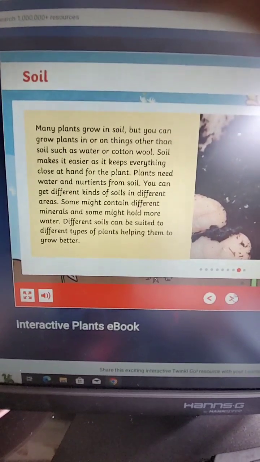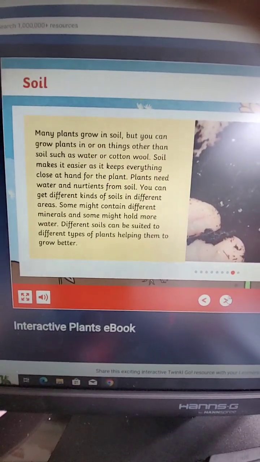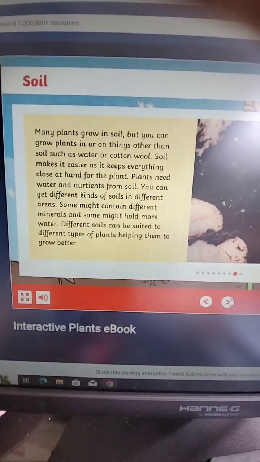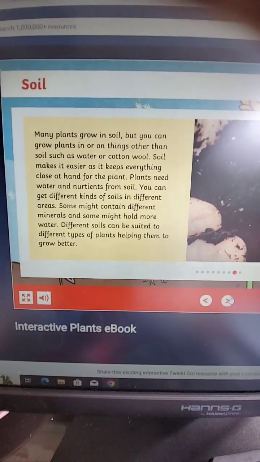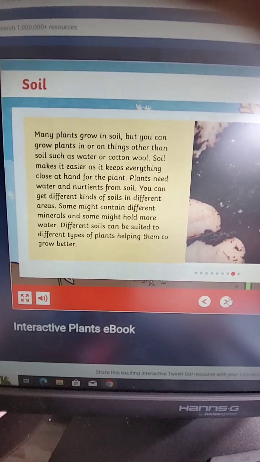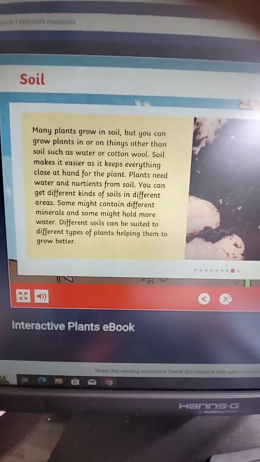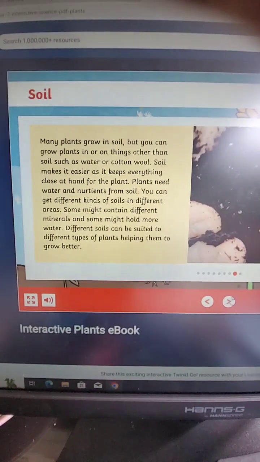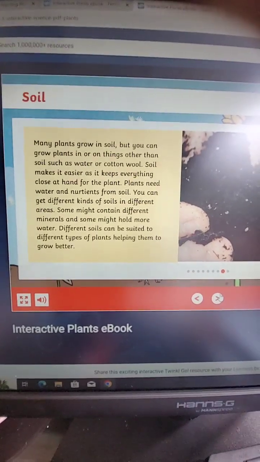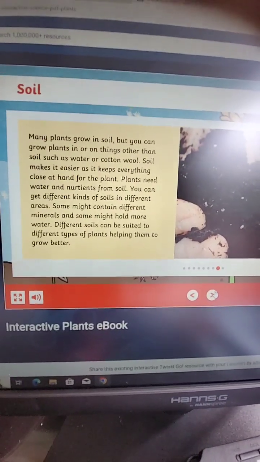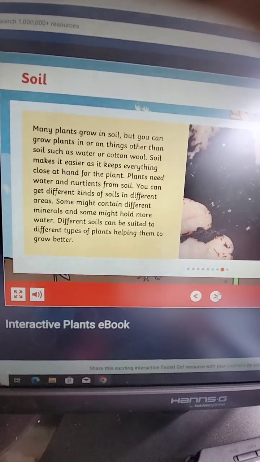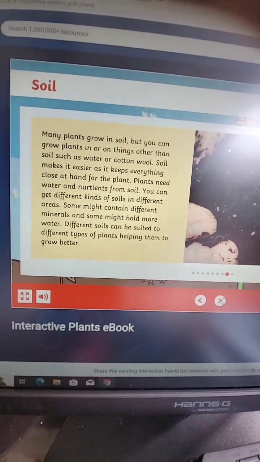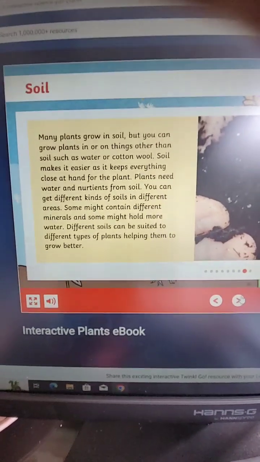Soil. Many plants grow in soil, but you can grow plants in and on things other than soil, such as water and cotton wool. Soil makes it easier, so it keeps everything close at hand for the plant. Plants need water and nutrients from soil. You can get different kinds of soil in different areas. Some might contain different minerals, some might hold more water. Different soil can be suited for different types of plants, helping them to grow better.